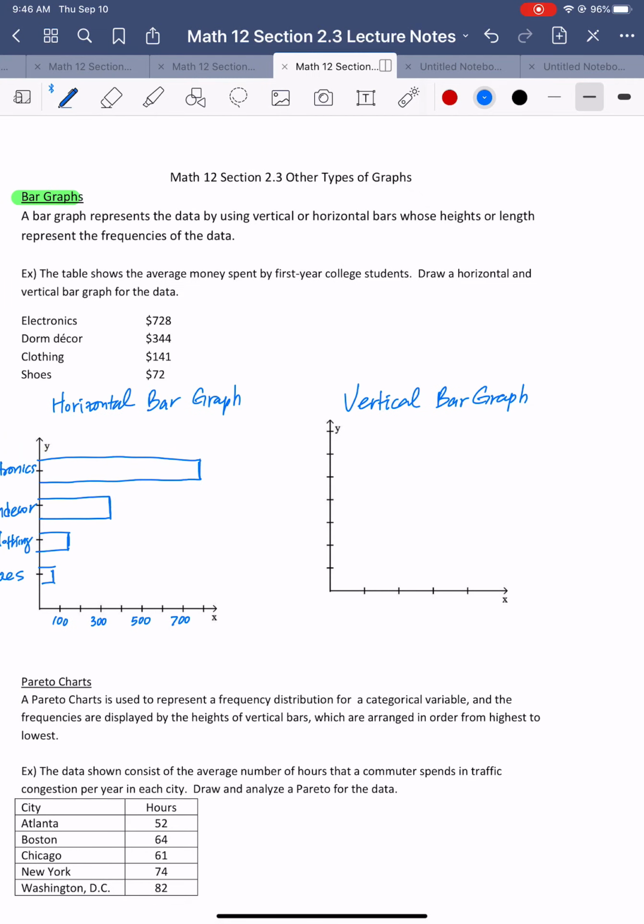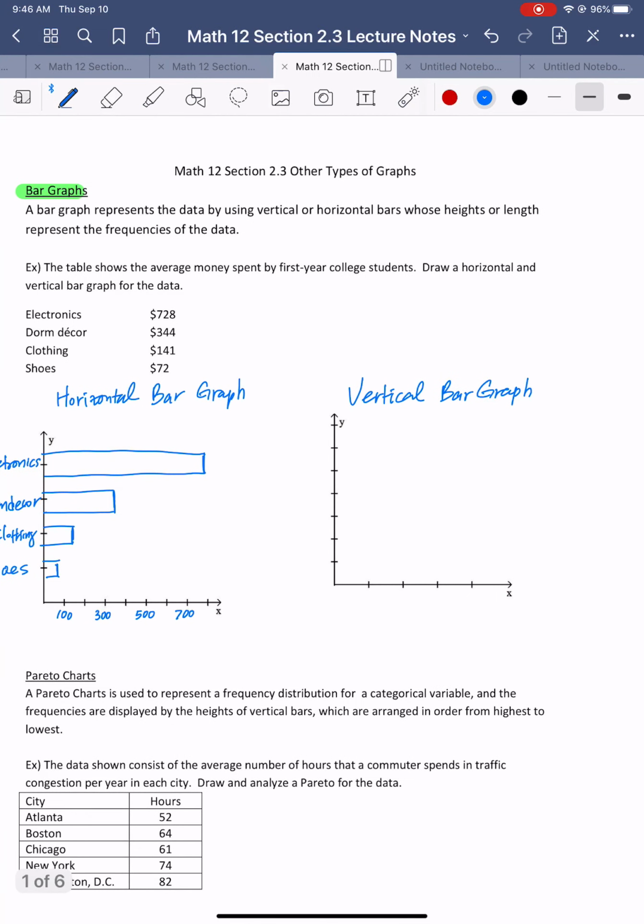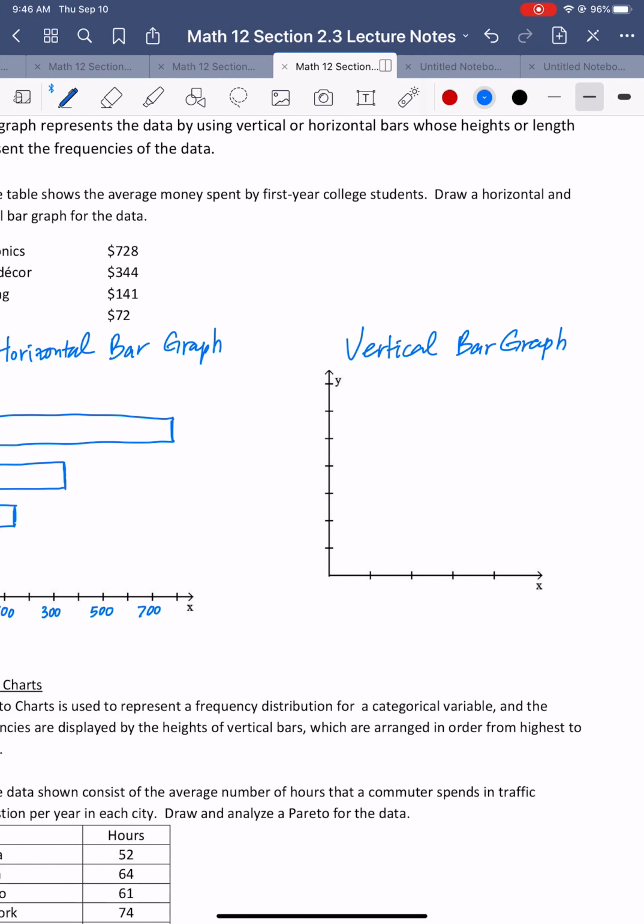Now for the vertical one, we're going to switch the axes. I'm going to put 100, 300, and I think I have room to write everything: 500, 600, 700. Oh, I'm missing one, but that's okay. Then along here I'm going to put electronics, then dorm decor, then clothing, and shoes.